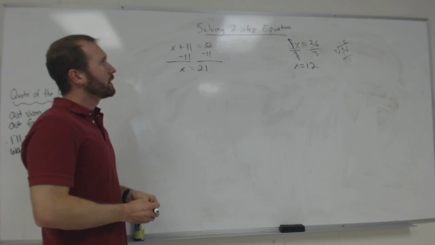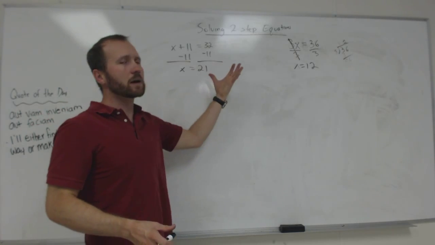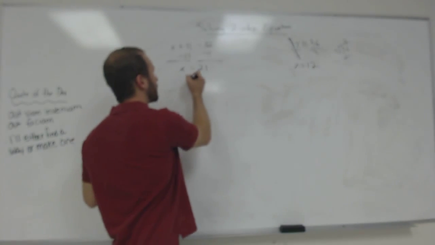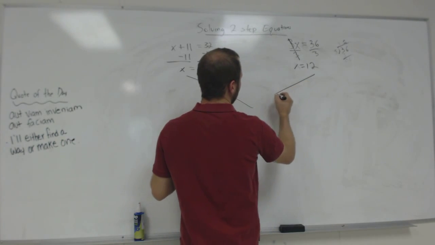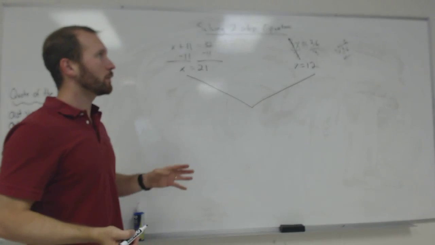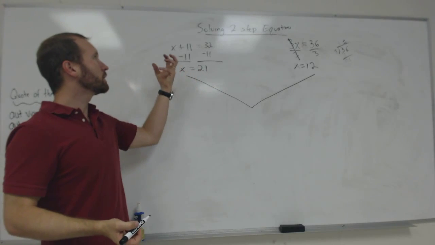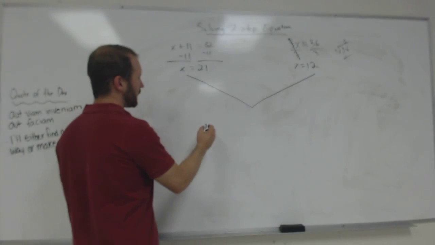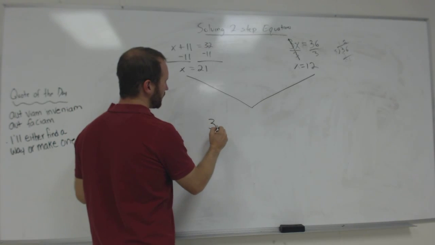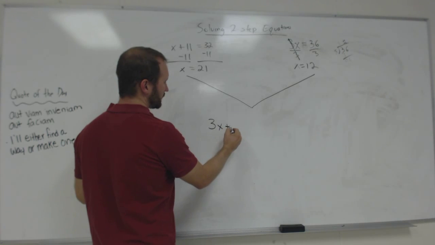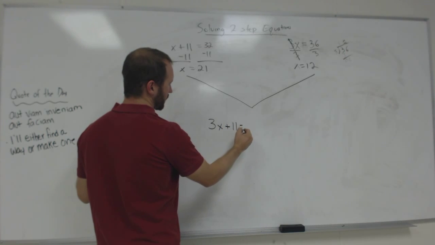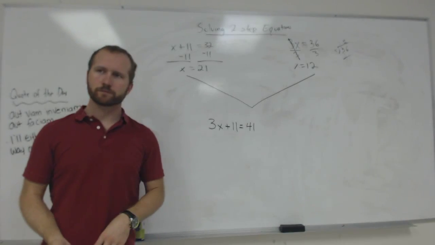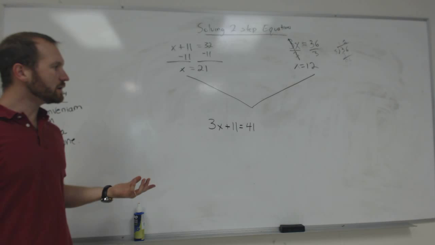Alright. So a two-step equation is just going to combine both of these together. Okay? We're going to combine the 3x and the plus 11 into one equation. So let's say I had 3x plus 11 equals 41. Are we still solving for x? We're still solving for x.